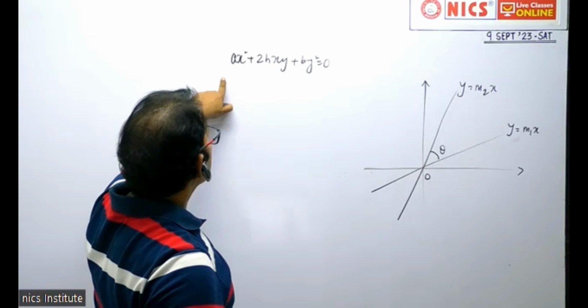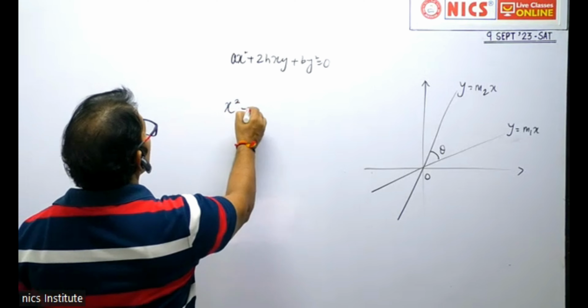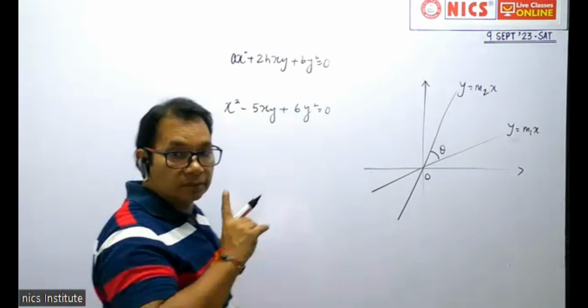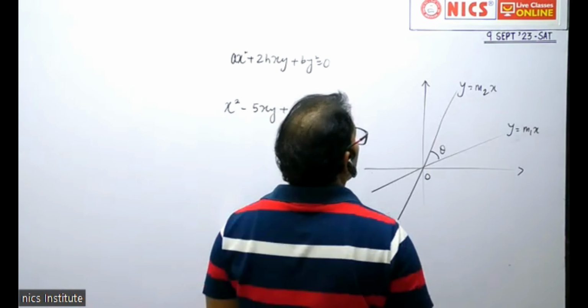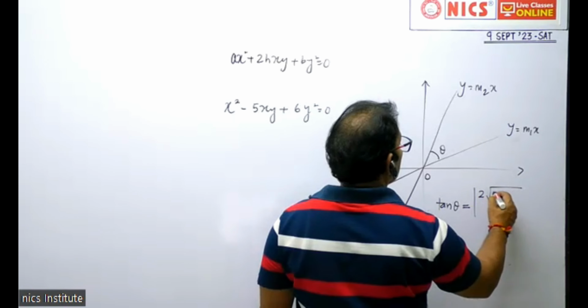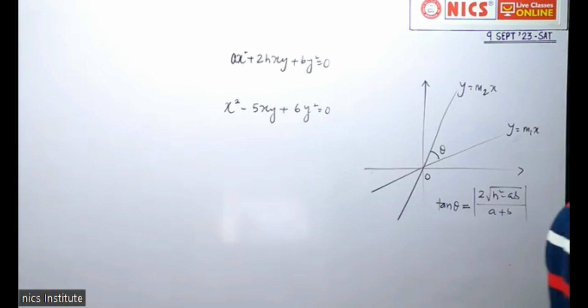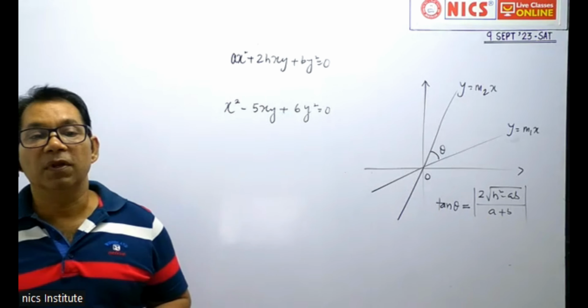And as you can notice, this is an equation of second degree. Like if you have equation x square minus 5xy plus 6y square equal to 0, this is a combined equation of pair of straight lines. So we can easily find the angle between these two lines. The formula is the same as it was earlier, tan theta equals twice square root of h square minus ab divided by a plus b. Using this, you can easily find the angle between these two lines. All you have to do is identify a, identify b, identify h, and substitute in that formula.